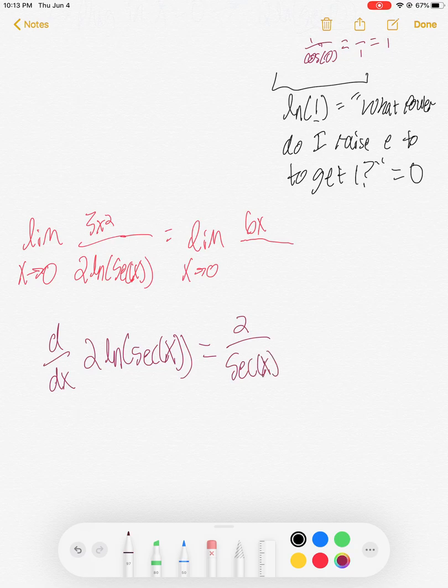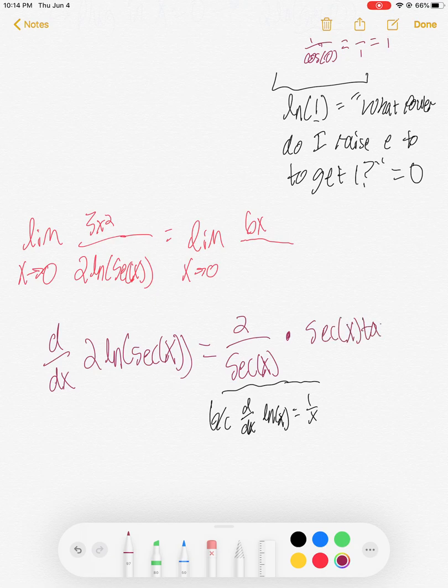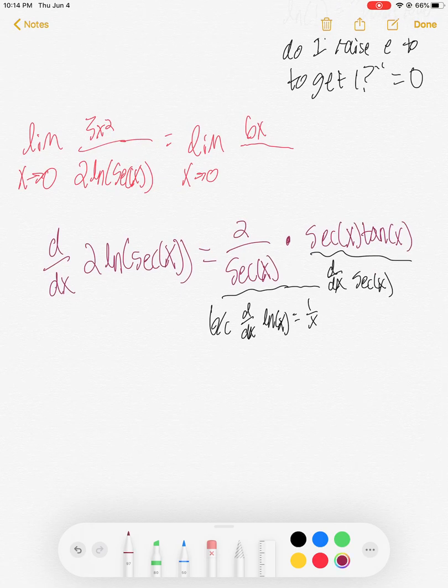Now my denominator, oh boy, that derivative is going to be a bit trickier. Let me step aside. d/dx of 2 ln of secant x. Okay, well, let me see. So first, I get 2 over secant x. This is because the derivative of ln x equals 1 over x, right? So I'm putting a 1 over the inside, 1 over secant x, and I'm leaving the 2 alone out front, so it moves to the numerator.